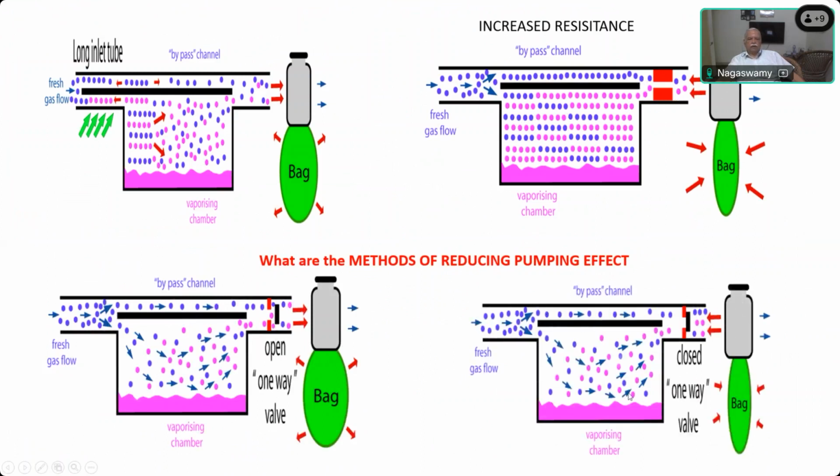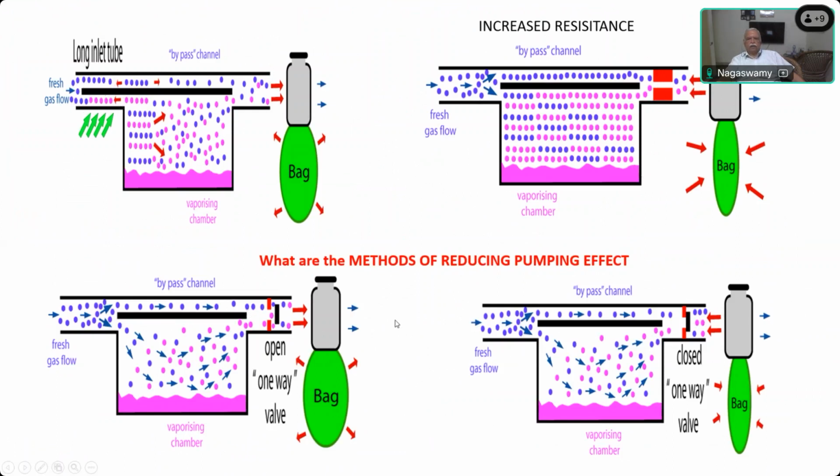And lastly, this is the open one-way valve and closed one-way valve. So three methods for reducing the alteration in the output concentration of the vaporizer. One is to have the long inlet tube at the inlet to the vaporizer. Number two, increase resistance to prevent the back pressure going towards the vaporizer. And three, by having a one-way valve which will open only for forward flow and prevent any backward pressure coming.